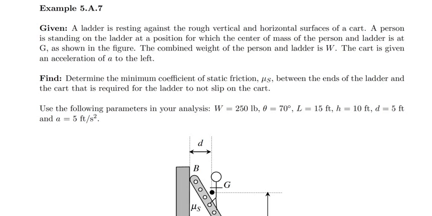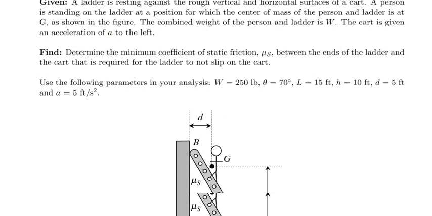Okay, so in this example we have a ladder resting against rough vertical and horizontal surfaces on a cart. A person standing on the ladder at a position for which the center of mass of the person and the ladder is at G, as shown in the figure. We're told that the combined weight of the person and the ladder is W and that the cart is given an acceleration of A to the left. In this problem we're asked to determine the minimum coefficient of static friction μs between the ends of the ladder and cart required for the ladder not to slip.